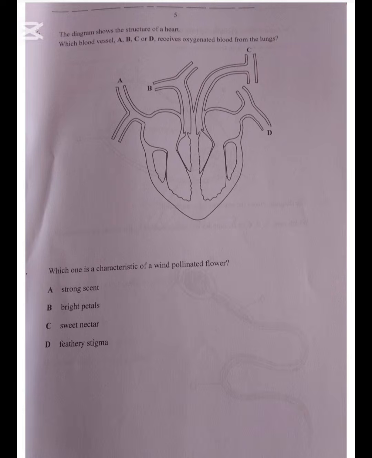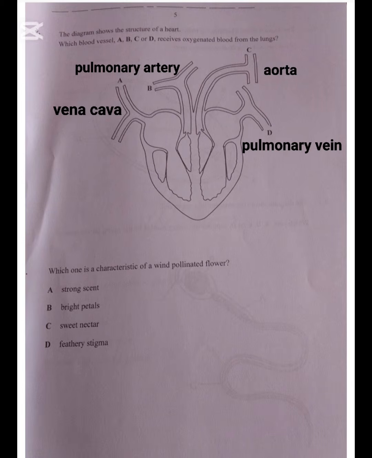The diagram shows the structure of a heart. Which blood vessel, A, B, C, or D, receives oxygenated blood from the lungs? So on number 7, the correct answer is D. So let us first label our heart. A is the vena cava. The role of the vena cava is to transport deoxygenated blood from the rest of the body to the heart. And then B is known as pulmonary artery.